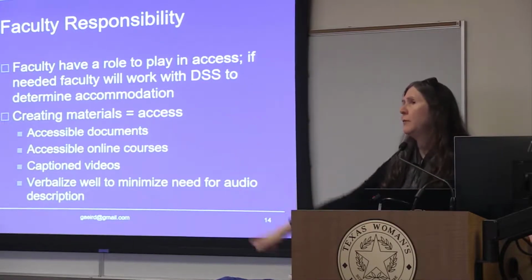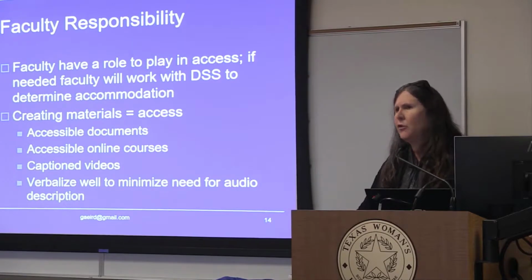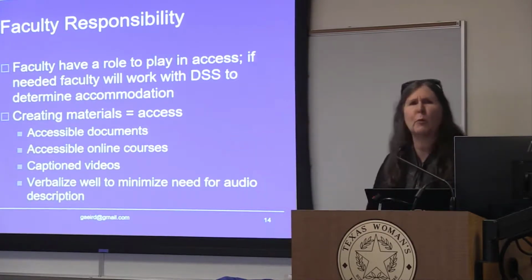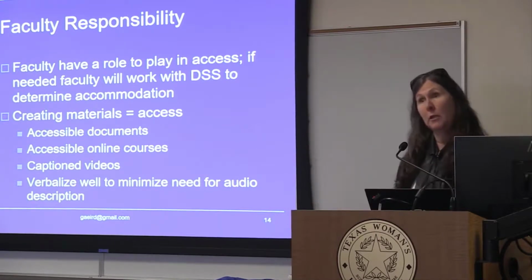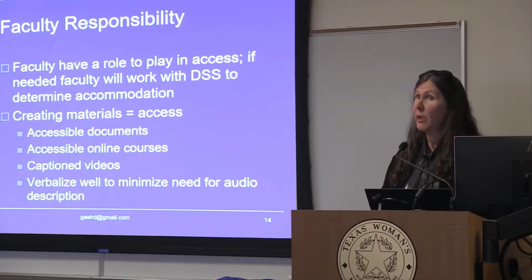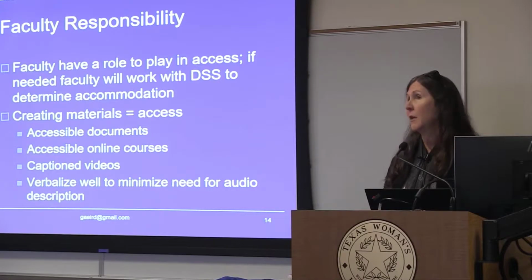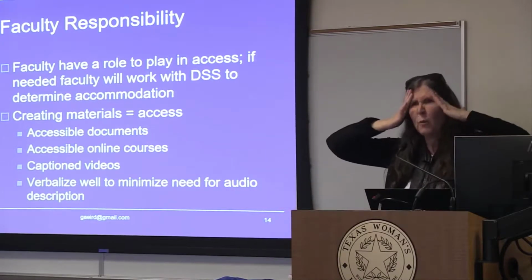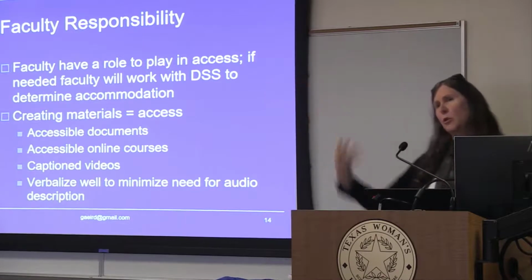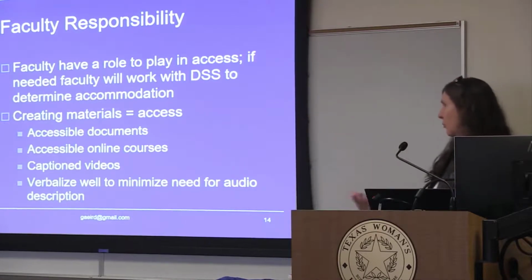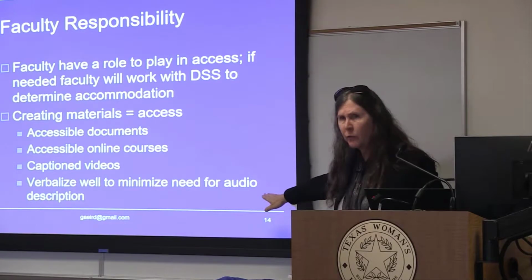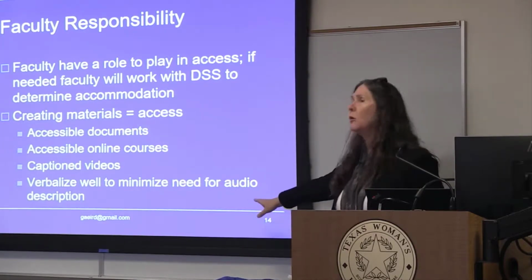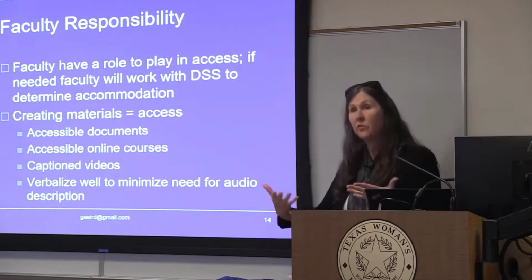I don't know if any of you have ever taken a computer class and you're trying to figure out where was that thing, and the instructor's saying, okay, just click here and do this. It's like, what? And now they're on to step 7 and I still am back at step 5 and I can't catch up because I don't know where they are anymore. Learning to verbalize is going to be of benefit to all of your students. Absolutely essential for a student who's blind, but it helps all of your students to be able to understand what you're talking about.